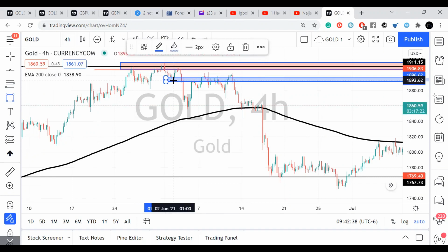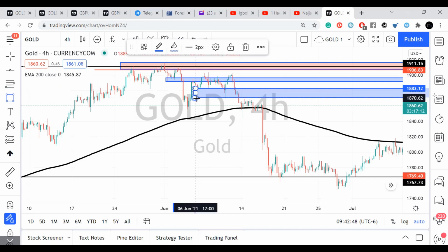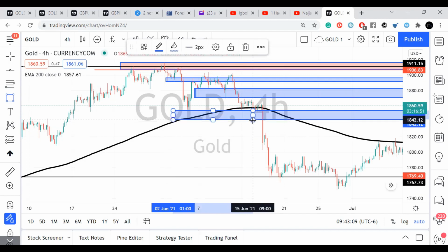So you mark here where price dropped. There's another one here. You mark to cover the wick. I'm talking about when price is dropping, so you mark all the support. Then here, you mark here, and this one will still cover for this one. Here too, you mark to cover the wick. Then I think that's what we'll have now.